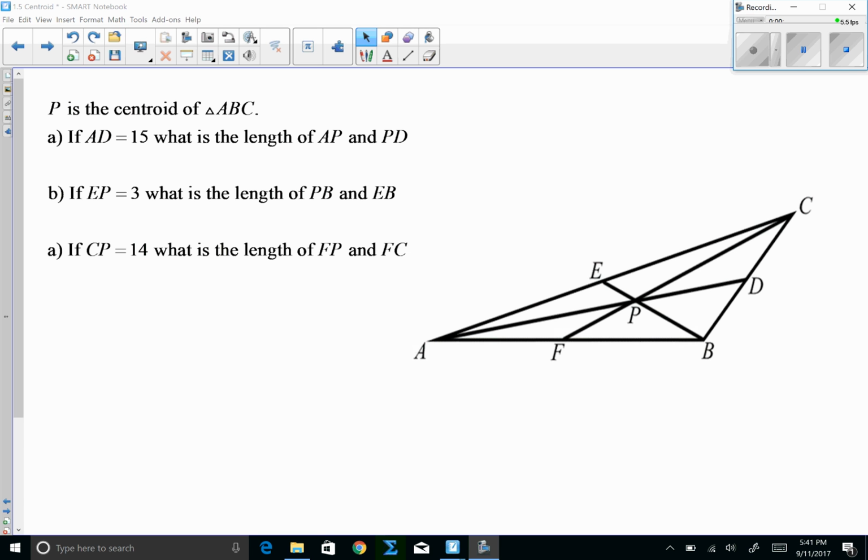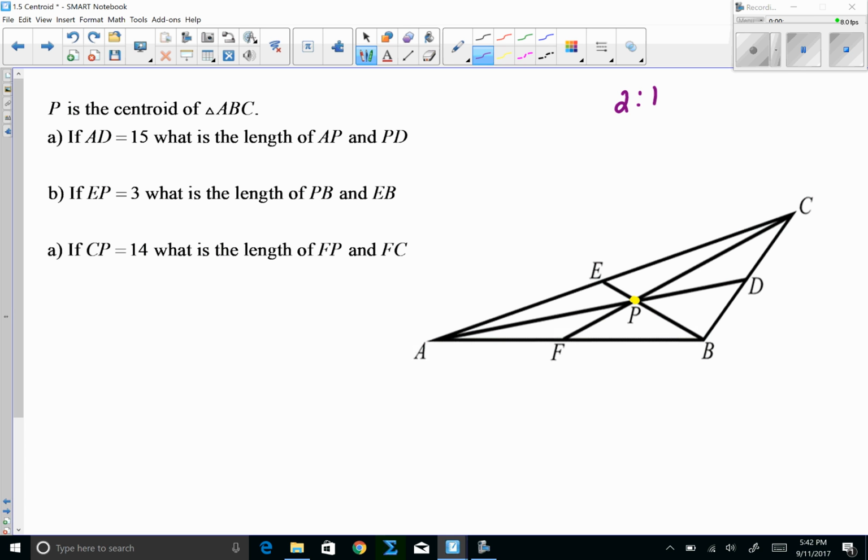In this diagram, triangle ABC, they're saying that P is a centroid. So it's already given information that P is in fact a centroid. This point right here, they're telling me that that's a centroid. When you're told that you have a centroid, there's a fact that goes along with that, and that is that it breaks this line segment up into a ratio of 2 to 1.